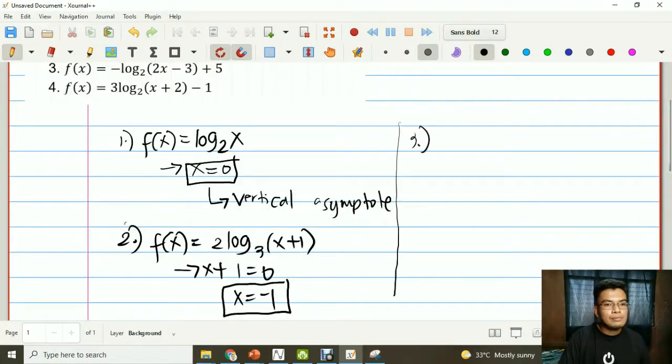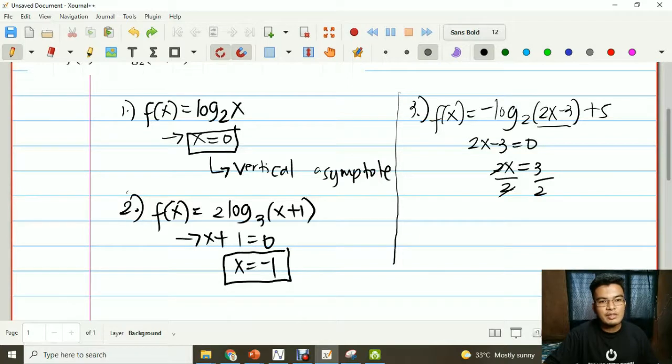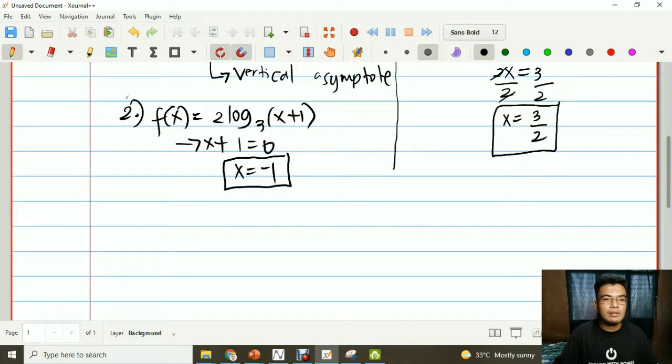For our third item, f of x is equal to negative log base 2 of 2x minus 3 plus 5. So, we consider this one, yung argument na to, yung may x. So, 2x minus 3 is equal to 0. So, 2x is equal to 3. Tinranspose si negative 3 sa right, kaya naging positive 3. We divide both sides by 2. So, therefore, the value of x, which is our vertical asymptote, is 3 all over 2. This is our vertical asymptote for item 3.